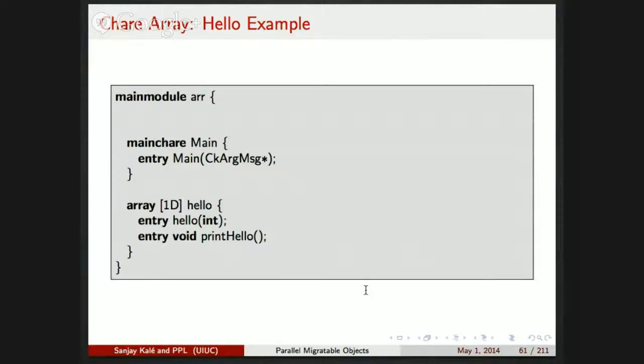And then here, instead of declaring a singular chare, so before we'd have the keyword chare here, now we're saying we want an array of chares. We want a 1D array of chares, and these chares will be called Hello chares. We have our constructor that accepts an integer. And then we have just another entry method on this array called printHello.